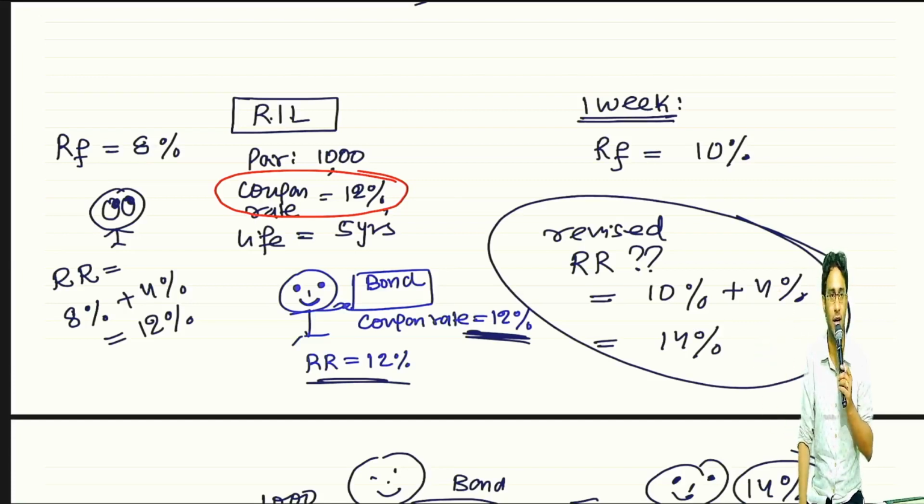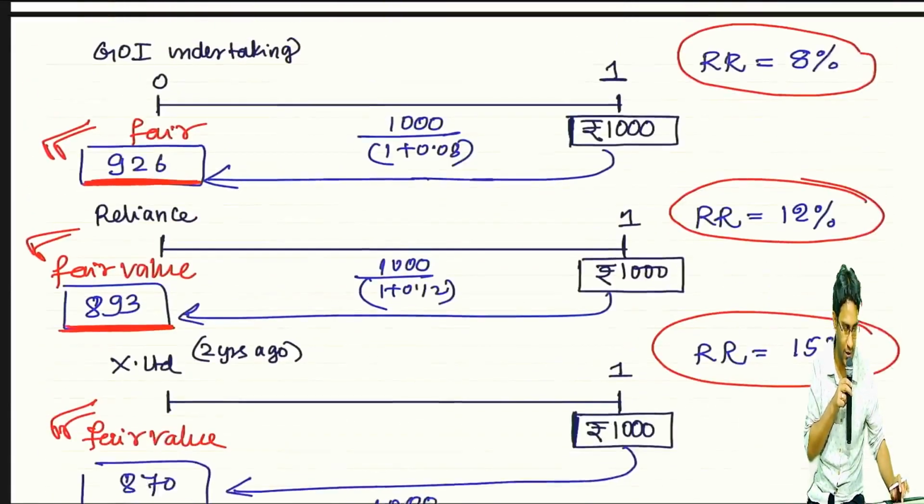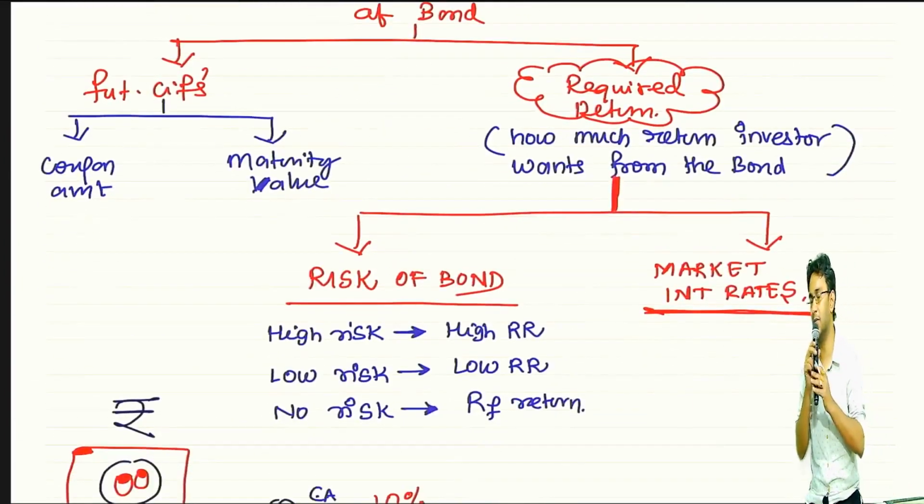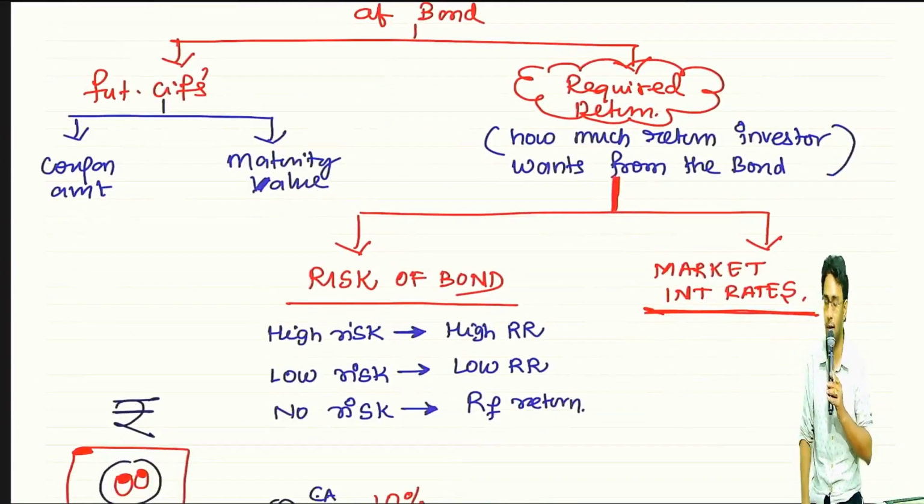Market interest rate increased, my demand also increased. If market interest rate had decreased, my required return also would have decreased. Now you tell me, sir, your required return depends on what? Market interest rates also, risk also. If any change comes in the risk, bond price fluctuates. If no fluctuation comes in market interest rates, bond price will still fluctuate.